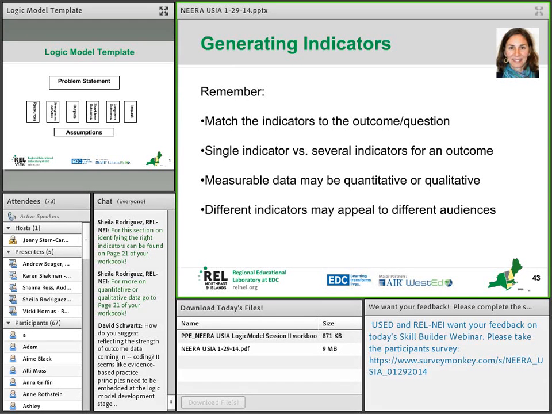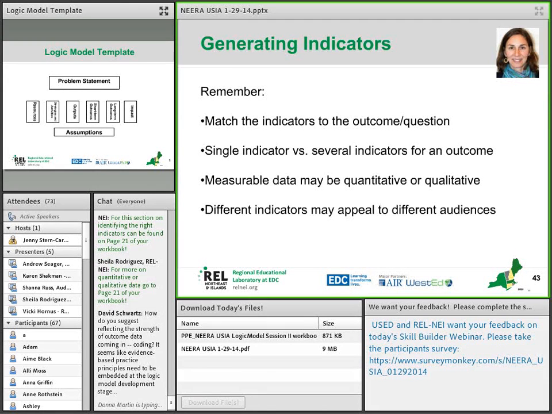Indicators appeal to different audiences. And this is something that Shayla talked about. Just as different evaluation questions may appeal to different audiences, your program staff may be interested in something quite different from your funder in terms of the types of indicators they want to see as evidence of success. So you want to think about who your audience is for a particular evaluation and what might really strike a chord in terms of the evidence that they would like to see in response to the questions of interest. So those are just some reminders to you as you think about generating your indicators.